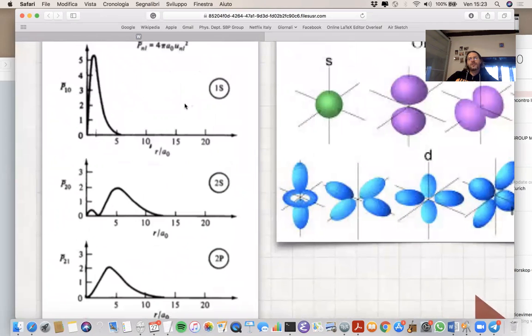Now, the first excited state, the next to lowest value of the energy, is not a P wave, it is again a zero angular momentum state. So the second energy is again an S state. It's called 2s. 2 stands for the second of the S states.